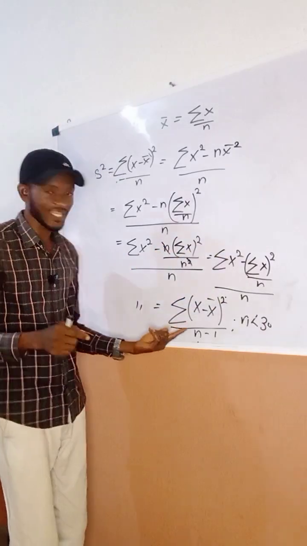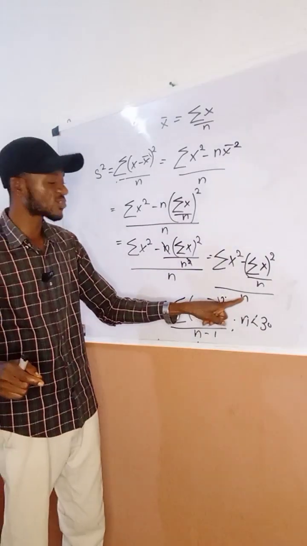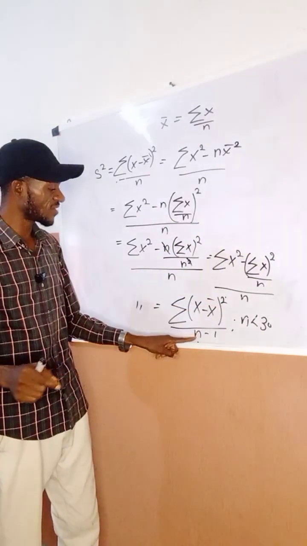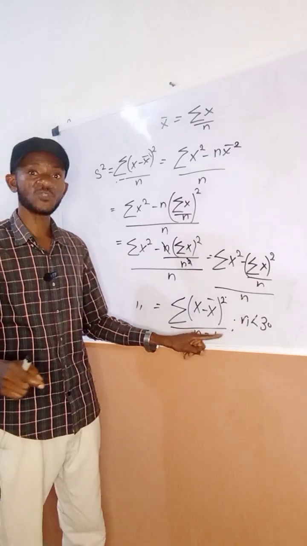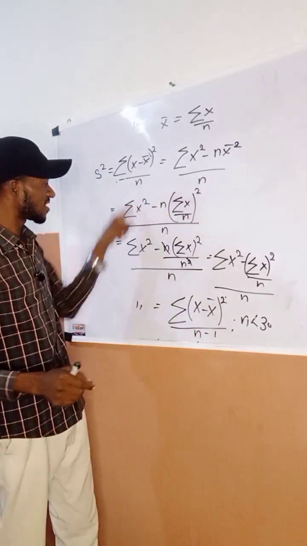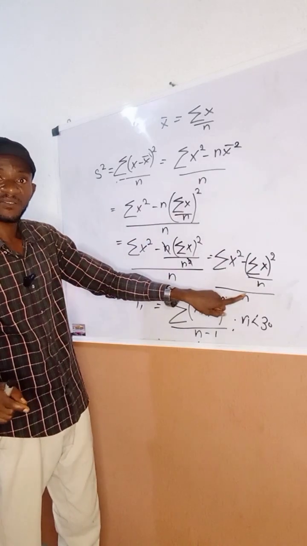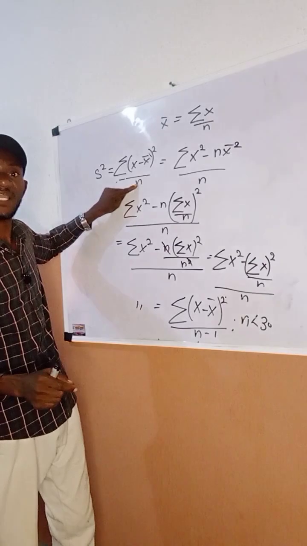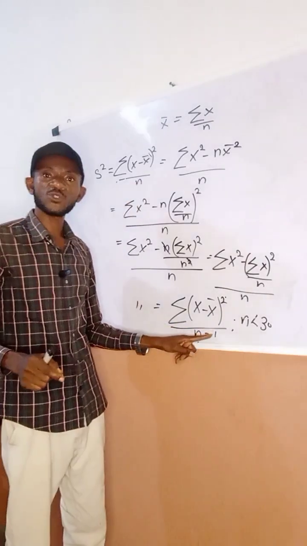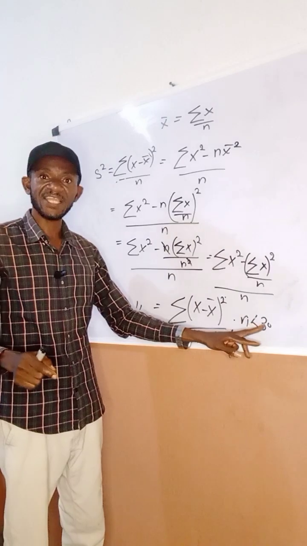The same thing applies here. The only difference between this and this is that while the denominator here is n, the denominator of this one is going to be n minus 1. Here, after solving this, I have n, simply because here was n, but here is n minus 1.